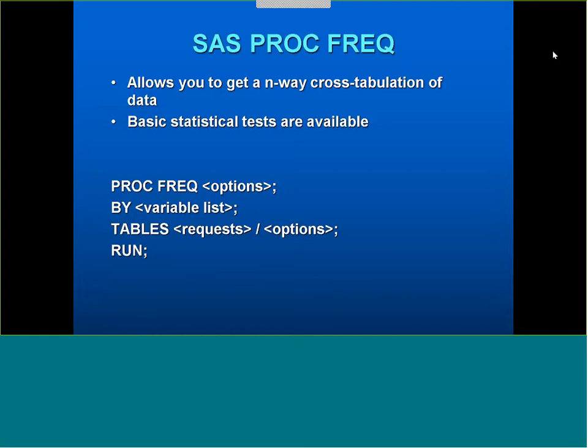And then there's the tables code or syntax that you need to use, and this is where you actually request the variables, in fact, or the tables that you want SAS to build. And then there's a number of options that you can use when creating those tables, and then, of course, a run statement to tell SAS that you actually want to run that procedure at this point. So the only two required statements to run the Proc freq are Proc freq and the table statement.